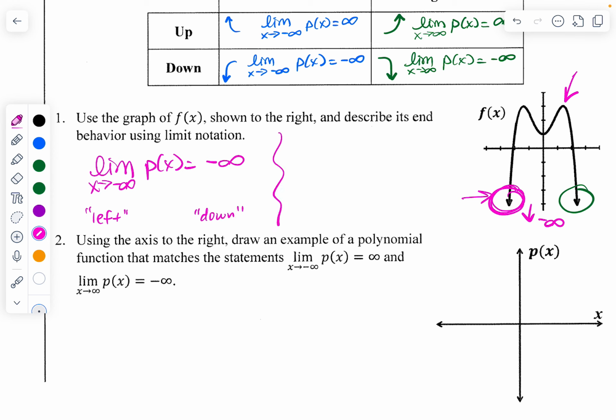How would we describe the right side of things? On this side, as we go to the right, which is the limit as x approaches infinity, that's how we say the right. We say p of x is going where? It's going down, and so we'll say negative infinity again.